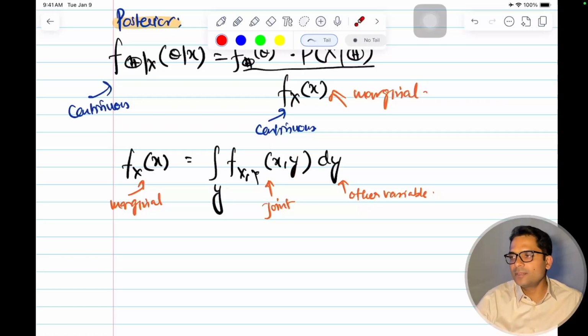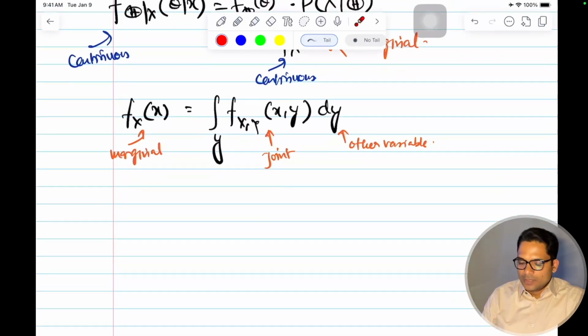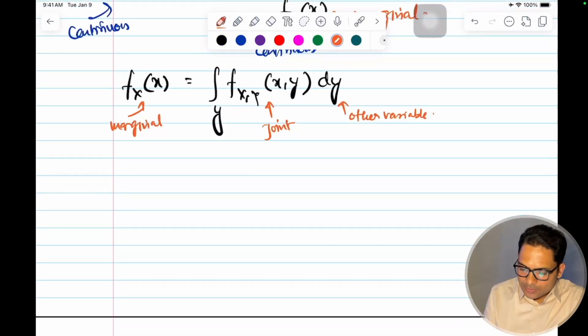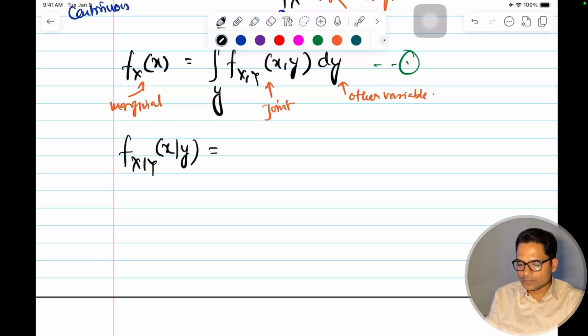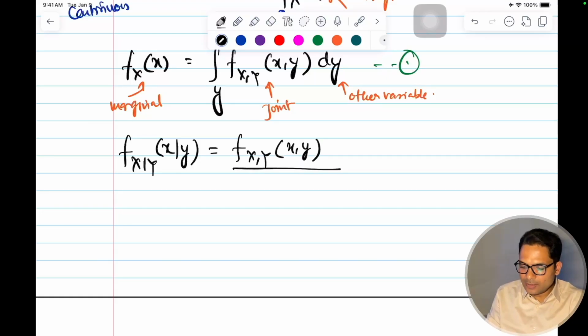So I have the joint probability here. Do I have that? Let's see. Also from conditional probability we know that, so this is my equation number 1. And then from conditional probability, we know the conditional probability f of x given y is equal to joint by marginal.